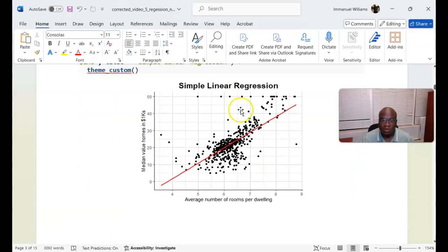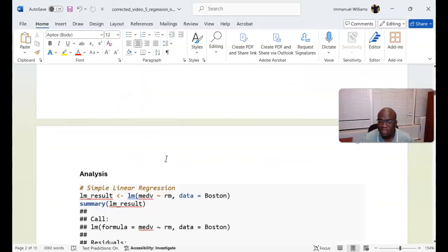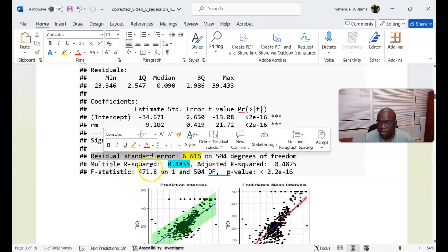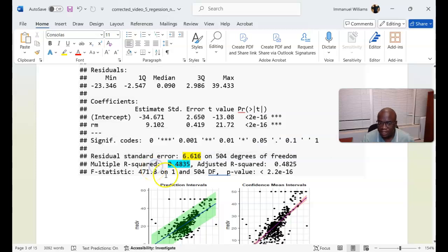When it comes to general regression models, we want to know how well they performed, how well the regression model actually performed in terms of explaining the variability in the response variable. There are two metrics that we want to consider. The first metric is the standard deviation of residuals. I know it says residual standard error, but it's also called the standard deviation of residuals. And we also are interested in R squared, which is just this, 0.4835. So just take note of that. We're going to address these things in a bit and go from there.